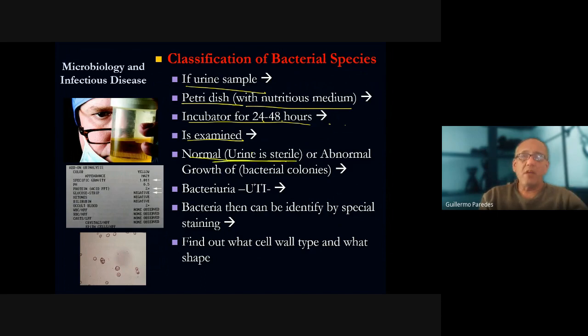So the normal urine is sterile. The urine that you have in the urinary bladder right now has no bacteria at all. As soon as it goes out from the urethra, there is going to be bacteria already. But there is abnormal growth that sometimes happens. For example, girls retain urine. How do they retain urine? They just cross their legs and everything is sealed, right? And the urine in the urinary bladder is not moving.